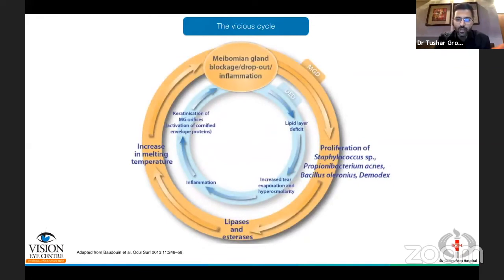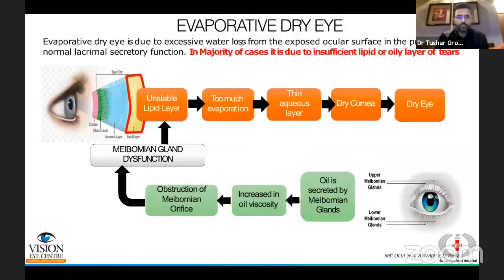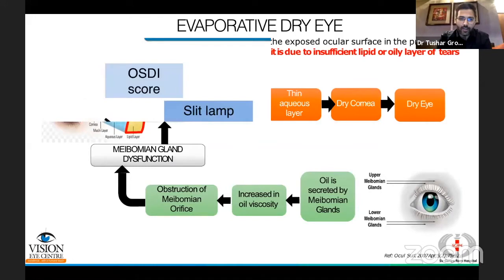In this cycle as well, you can see proliferation of bacteria in the flora of the eyelids and the conjunctiva, which produce lipases, esterases, and other digestive enzymes and fatty acids that increase the melting temperature of meibum. That subsequently leads to the blockage of meibomian glands and further on to dropouts and atrophy of these glands. Inflammation also plays an important role, which leads to keratinization of meibomian gland orifices, again leading to the same outcomes. This is what leads to an unstable lipid layer, subsequently translating into too much evaporation of tears from the ocular surface, leading to a dry cornea and subsequently dry eye.